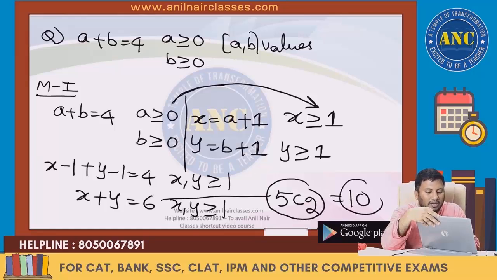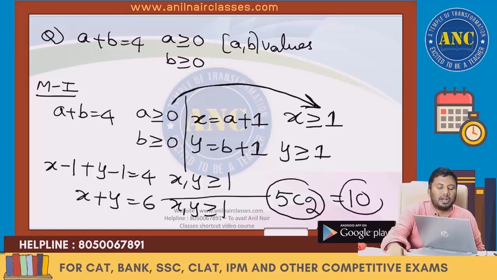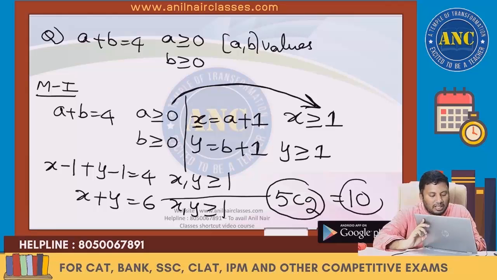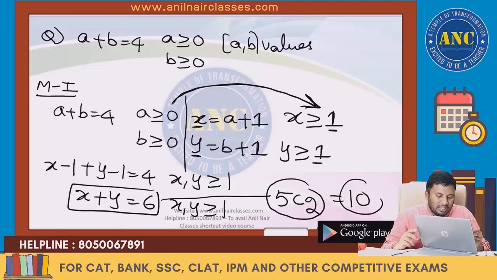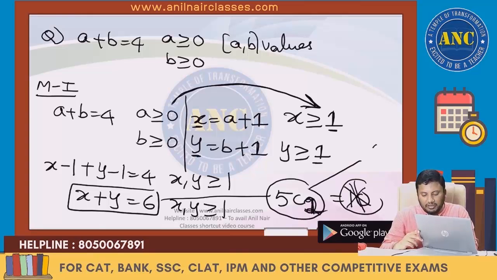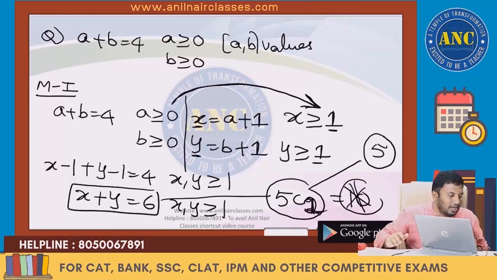Convert the domain of the variables from 0 to 1. Instead of a and b, I took another variable, x and y. I did a plus 1 and b plus 1. 0 plus 1, it will be 1. So a will be x minus 1, b will be y minus 1. x plus y is 6. If x plus y is 6, answer will be 5C1. Don't do calculation mistakes like me. Answer is 5C1. Right?